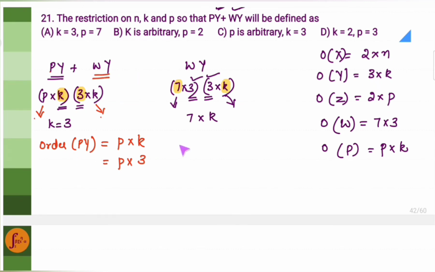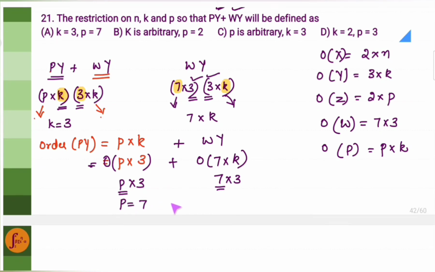Now we are adding PY with WY. The order of WY is 7 into K, and here the order of PY is P into 3. If you're adding both of these, the order should be the same, and K is anyway 3. So we can write this as 7 into 3 and P into 3. If the orders have to be the same, then P has to be equal to 7. So P should be equal to 7 and K is equal to 3. These are the two restrictions for having these matrices defined. So the answer is A.